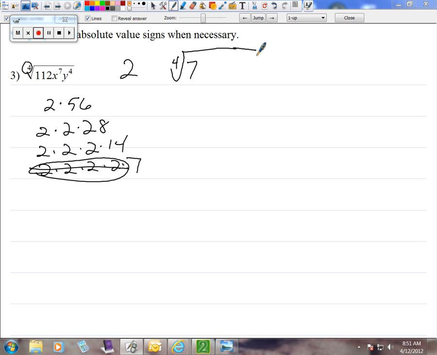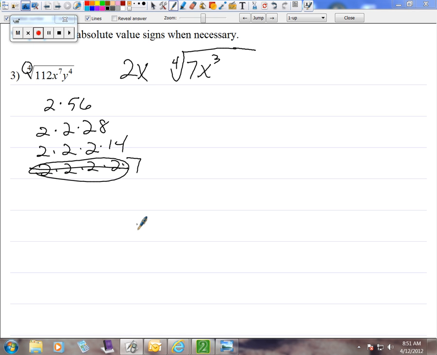Now, what's on the outside for the x? Just x, yeah. How many times does 4 go into 7? So that's why we only take one x out. How many are left? So x to the third stays in. You okay with that? Okay.